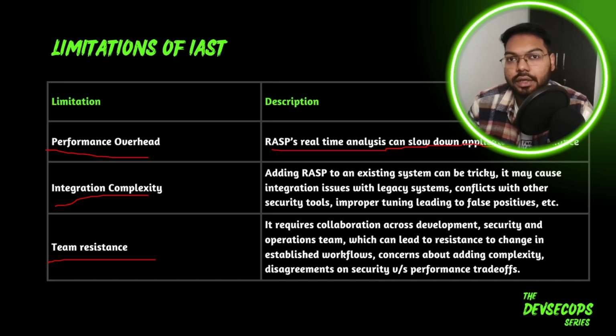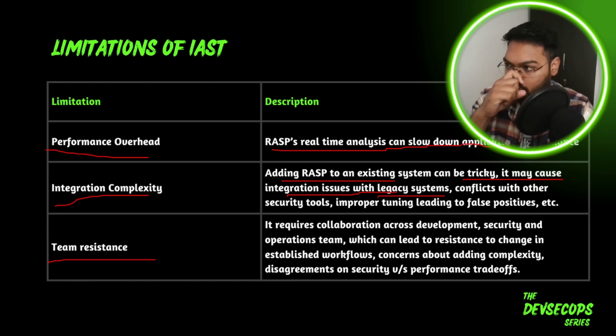But you should go for it if you have a really critical application. I don't say that you should all go in with RASP or IAST. It is heavily dependent on the criticality of the application or the impact it may cause to your consumers. Adding RASP to an existing system can be tricky. It may cause integration issues with legacy systems, as I told you already. It would be really complex if you try to use it with older tech stacks.